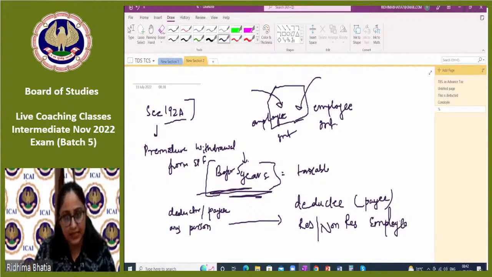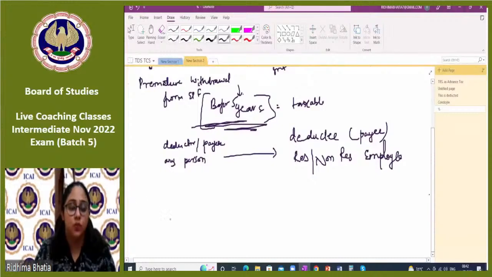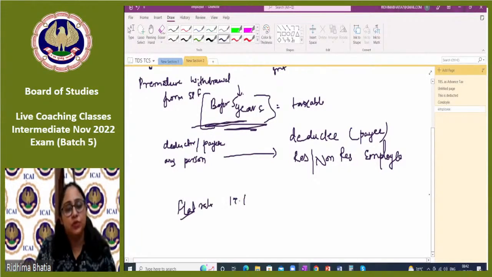Correct? Yes. So who is the deductee? The resident or the non-resident employee. Now you will ask, ma'am, what is the rate of TDS? Going forward from 192A onwards, the rates are flat rates. What are flat rates? If it is written 10%, then the TDS has to be deducted at 10%. If it is written 15%, the TDS has to be deducted at 15%.